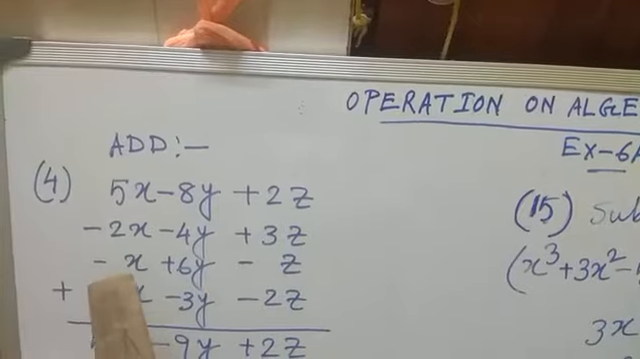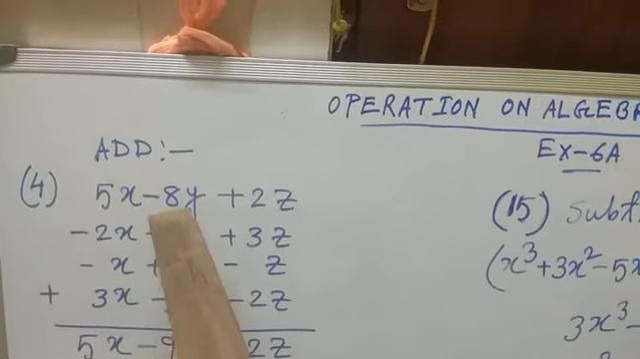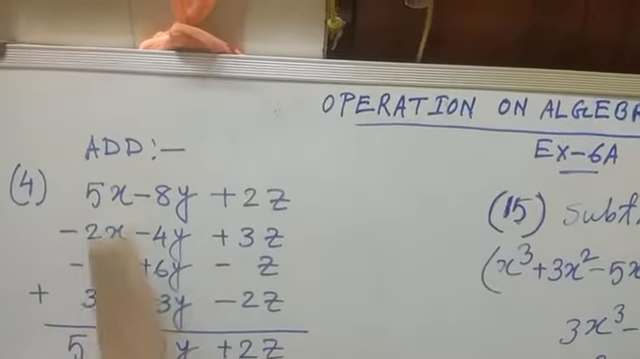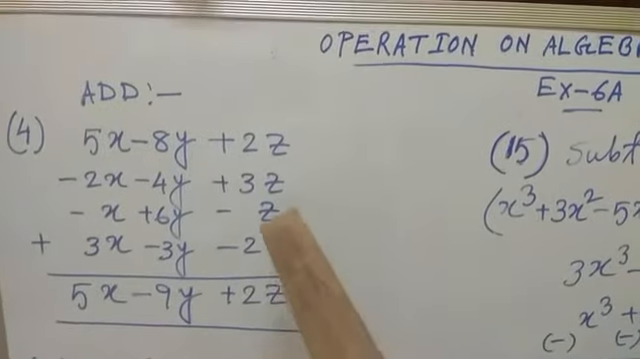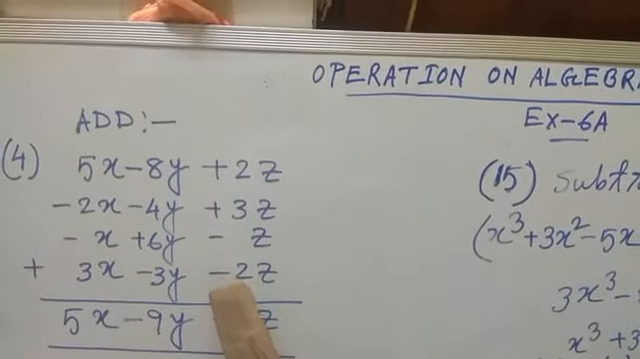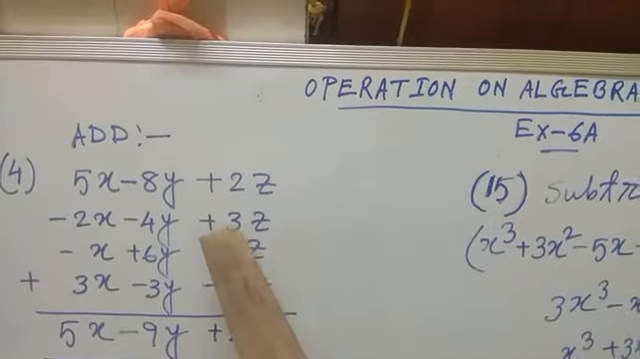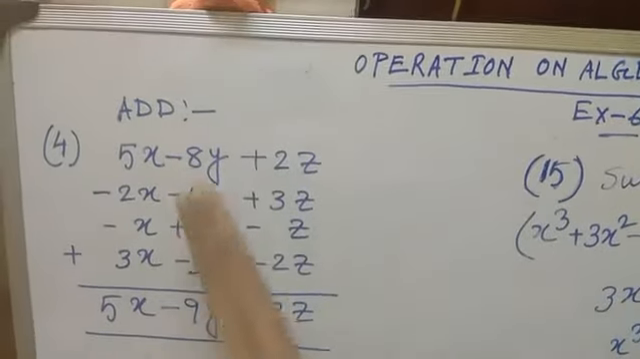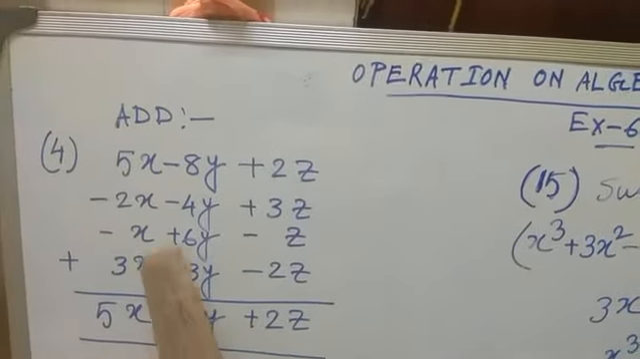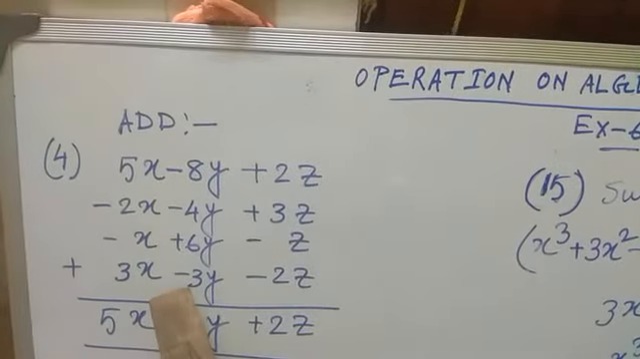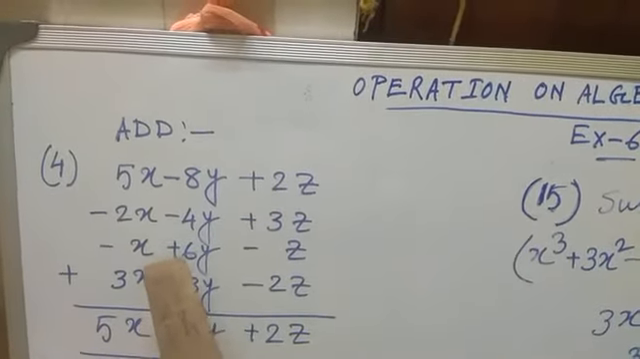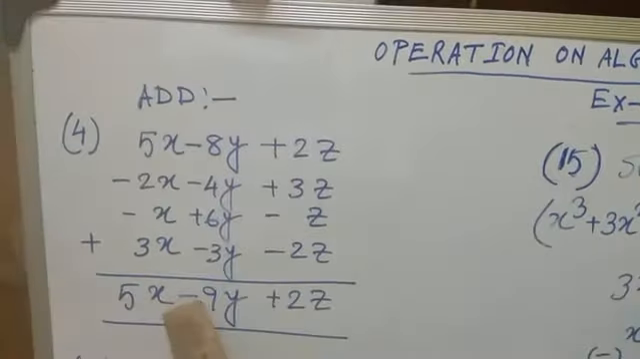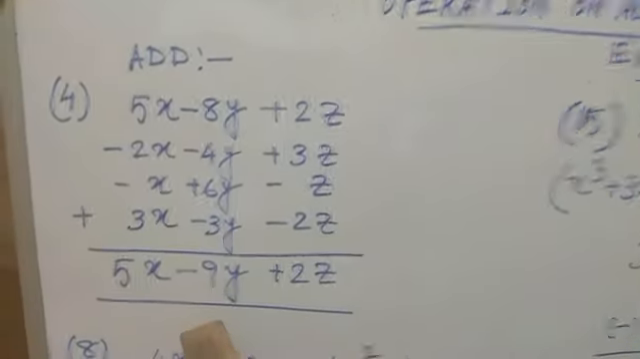5x minus 2x minus x, 3x, minus 8y minus 4y. In this way write all the like terms in the same column. Now here it is minus 2z minus z minus 3z and plus 3z, 0, plus 2z. Now here all the numerical coefficients are minus 3 plus 6 minus 4 plus 8. So minus 3 plus 6 plus 3 plus 3 minus 4 minus 1 minus 1 minus 8, minus 9, with the literal coefficient y. So minus 9y.